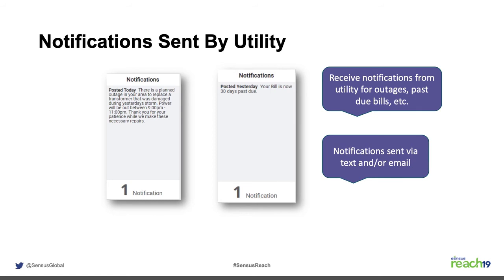I mentioned earlier they can be scheduled. So maybe you have some work being done next month. Maybe they're going to replace a transformer. So you say from December 1st to December 15th, there's going to be a planned outage in your area, or we have work in your area. You may have intermittent outages.